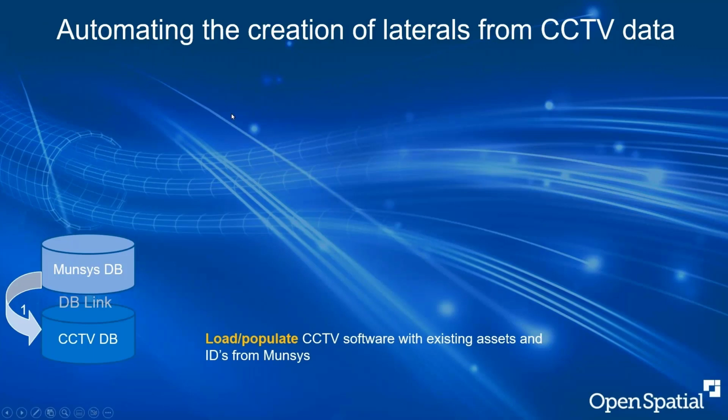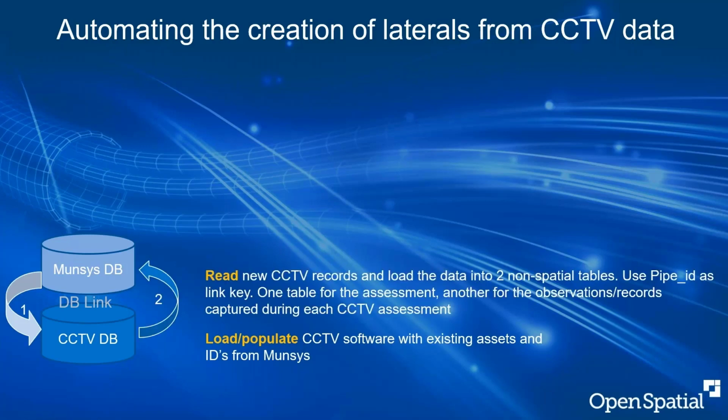So here's an example of some Munsys stuff. Automating the creation of laterals from CCTV data. We've actually done this on probably 3 or 4 different CCTV systems. Most of them have a database that they use for the asset IDs that they can put in the CCTV storage. So step one is we'll take the Munsys data and use that to populate the CCTV data set so that you have the same manhole number, the same pipe IDs, etc. And that way they can then get used back. So if you want to create laterals, then you need your CCTV data to know what ID that thing is in Munsys. At that point, the crew can go out and do their CCTV.